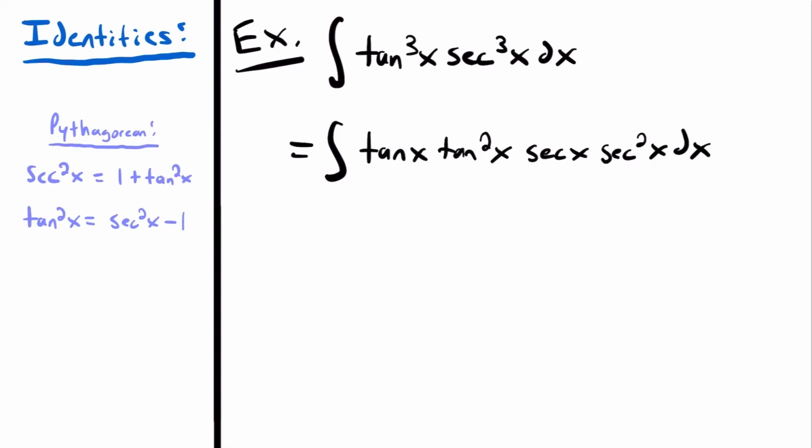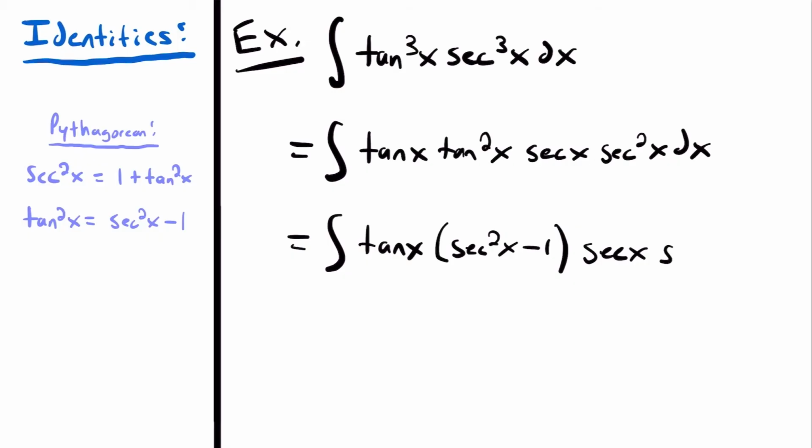But before we can do that, we need to rewrite tangent squared x with our Pythagorean identity for that function. And so if I do that, watch what happens. This will be equal to the integral of tangent x times tangent squared x, which is equal to secant squared x minus 1. So we'll have secant squared x minus 1 times secant x times secant squared x dx. And now what we can do is we can use u-substitution and set u equal to secant, and we will be able to rewrite this integral in terms of u, which will make it solvable, right?